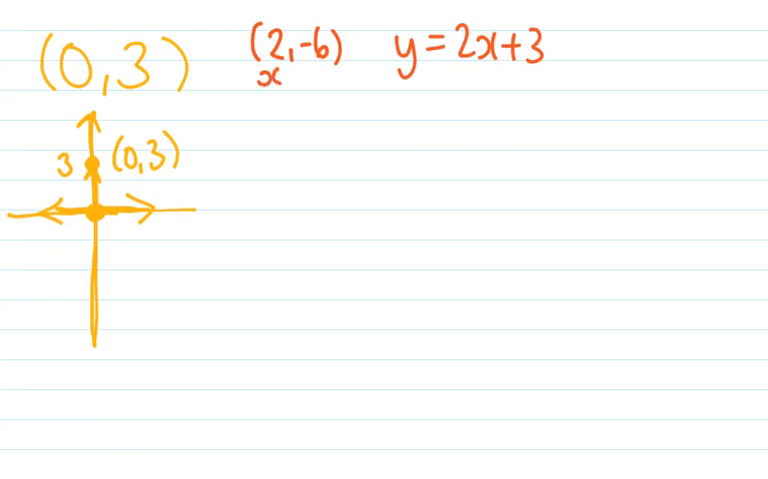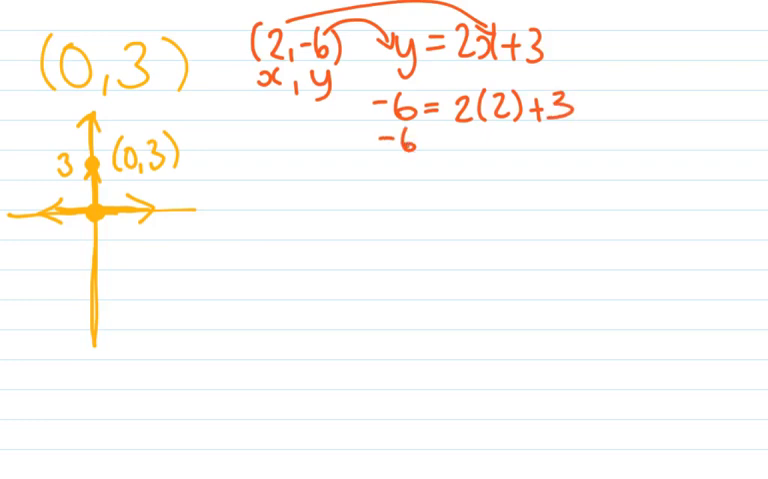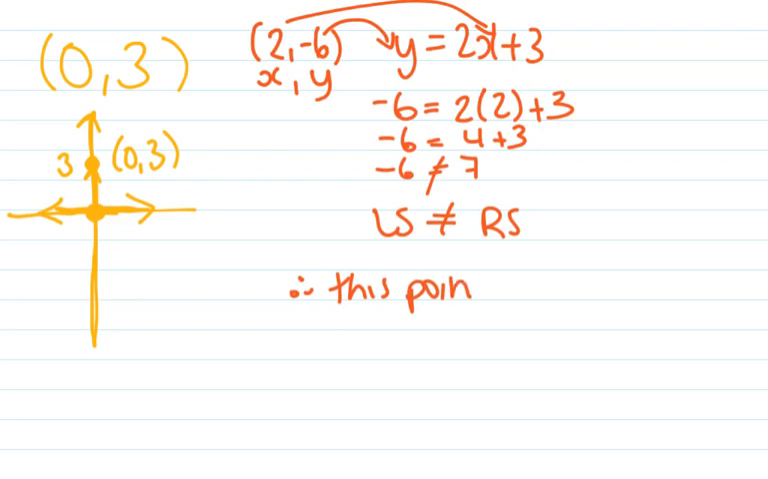So remember that a coordinate is x comma y. So y is -6 and x is 2. I'm going to plug that in. -6 equals 2 times 2 plus 3. -6 equals 4 plus 3. -6 equals 7. No, -6 does not equal 7. So the left side does not equal the right side. So, therefore, this point does not lie on this line.